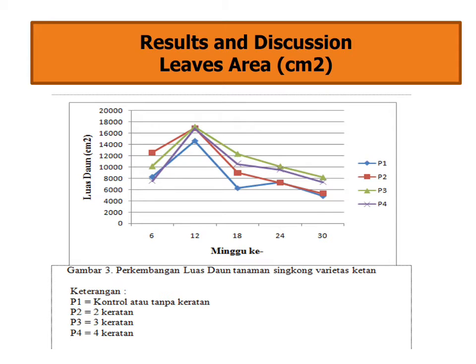Leaf area on the ketan cassava variety decreased. It grows until the 19th week. This was due to fungal attack, which caused the leaves to turn yellow, resulting in severe loss.